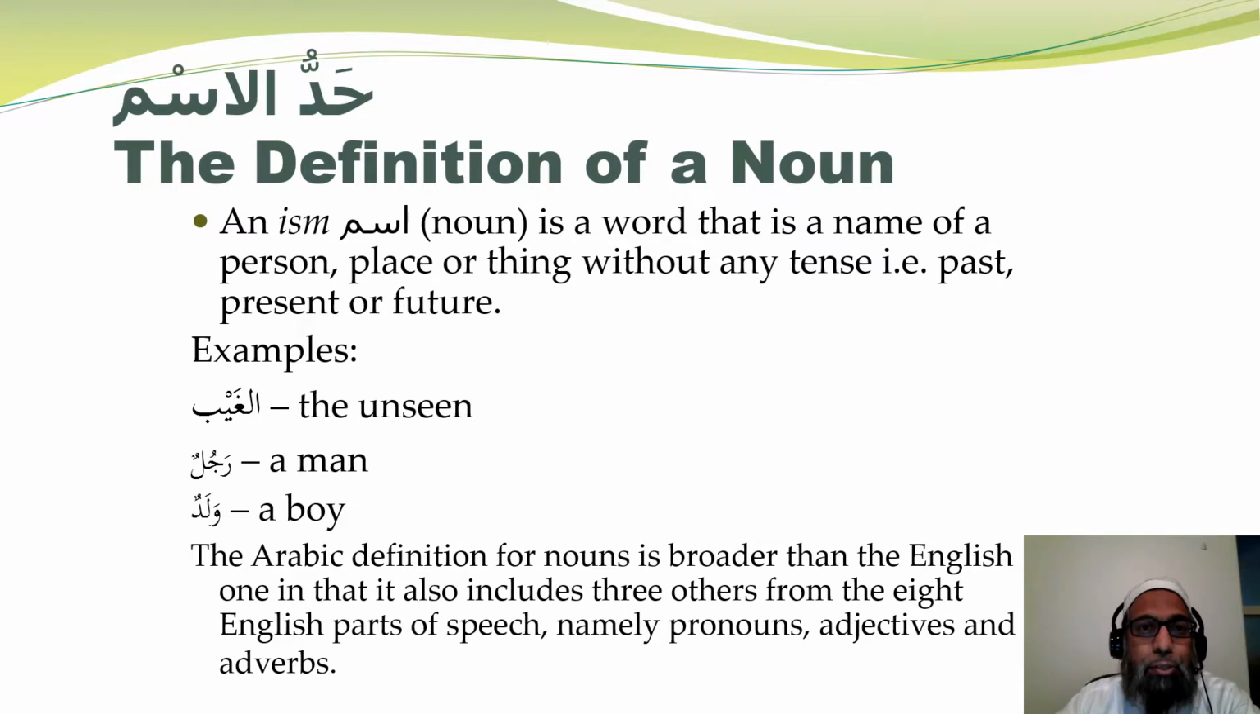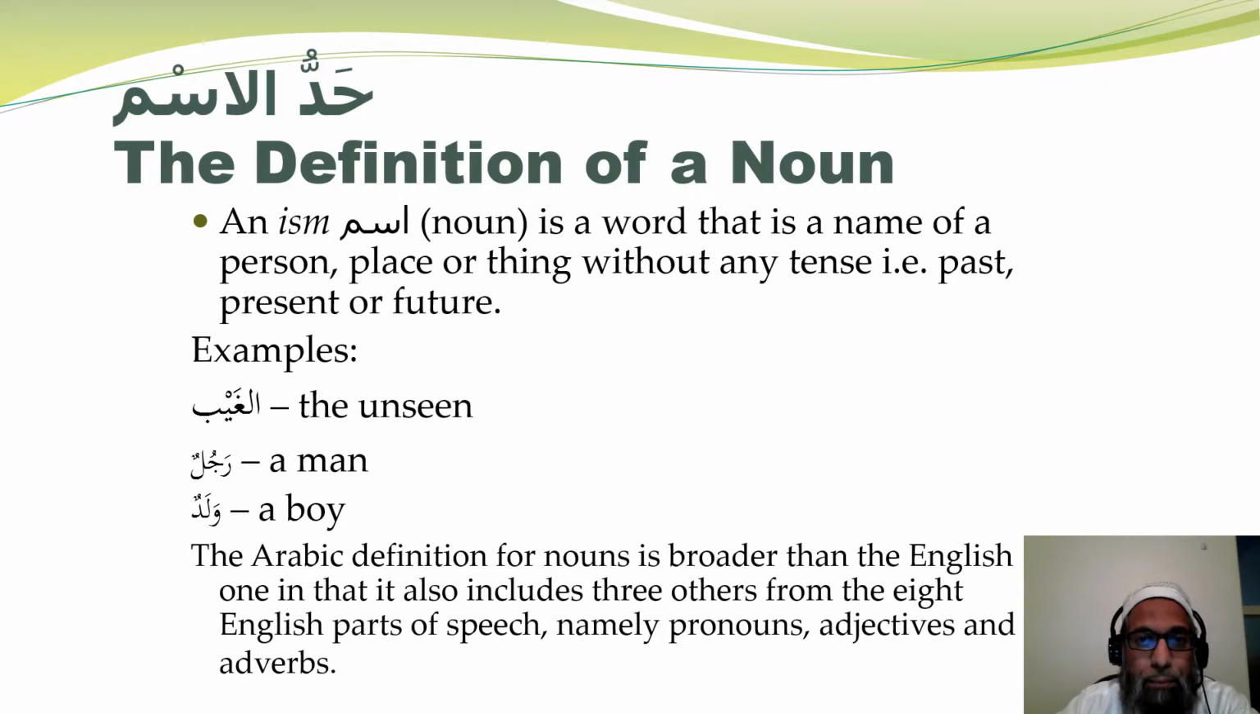Okay, so for ism, an ism or a noun is a word that is the name of a person, place, or thing without any tense. Yes, quite simple, just like in English. Okay, there's no tense to it. There's no past tense or present tense or future tense. For example, you have al-ghaib, الذين يؤمنون بالغيب, al-ghaib. Okay, that's an example of a noun. Or rajulun, a man, waladun, a boy.